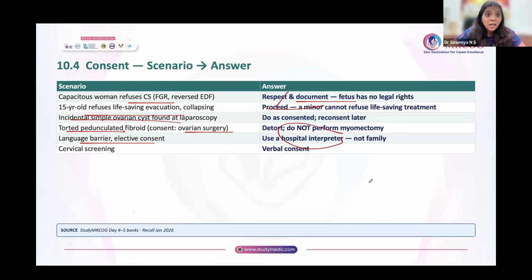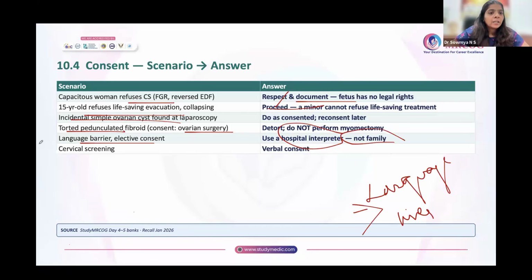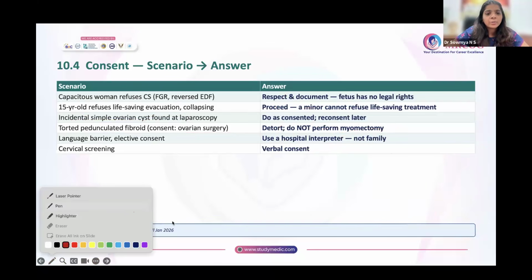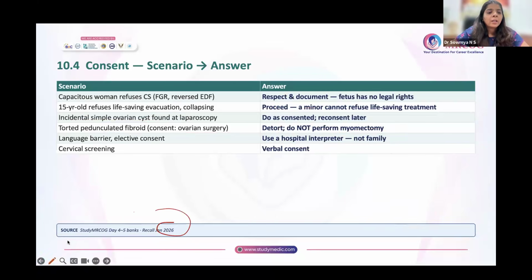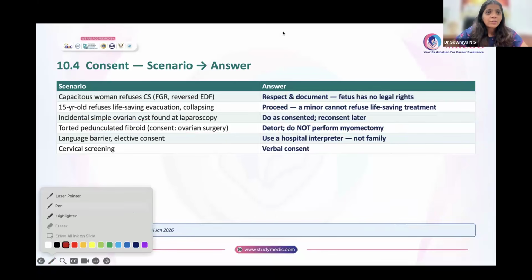Hospital interpreter, or there could be people whose language you don't know, right? So then there is something called language lines, where you just dial a number and a person for that particular language would appear. That is called language lines. Remember, no family. Cervical screening, verbal consent. Clear, guys? These are all the recall questions, okay? So you can see the references here. I'm going faster because we already repeated this.